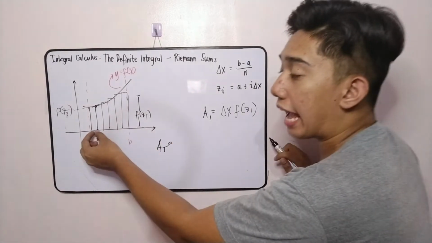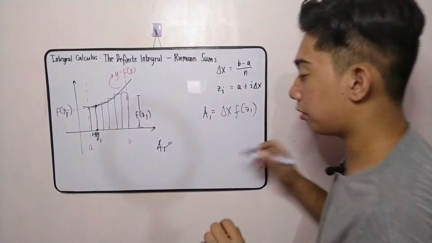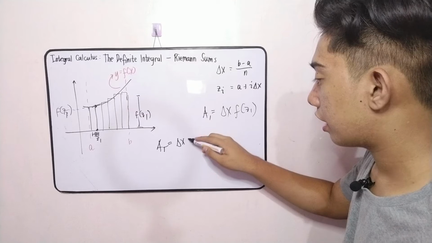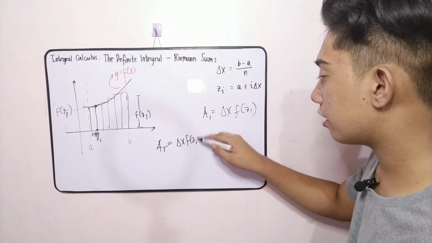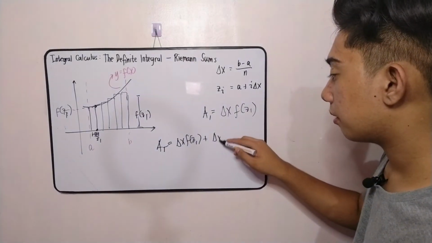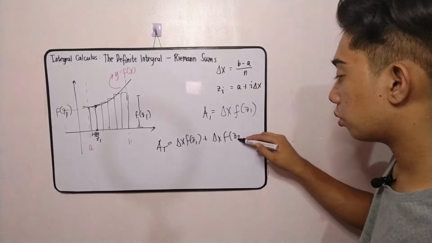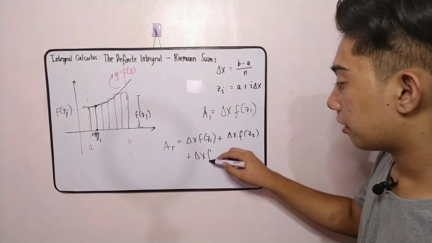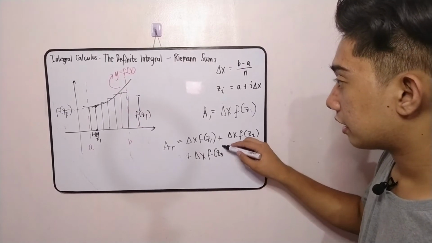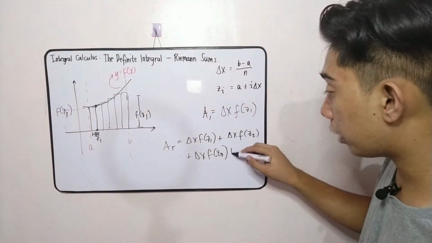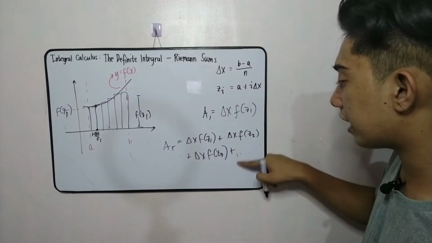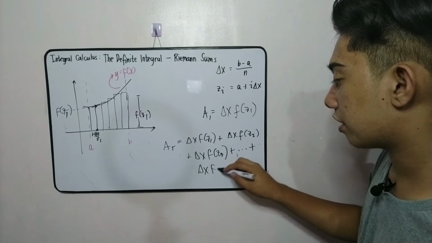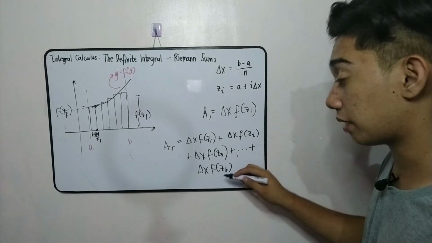The total area of this one will be delta x times f of z sub 1 plus delta x times f of z sub 2 plus delta x times f of z sub 3. Since we have 6 triangles, we will do it until we reach f of z sub 6, kasi kailangan siyang isa-isahin.